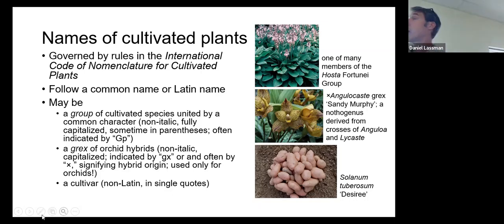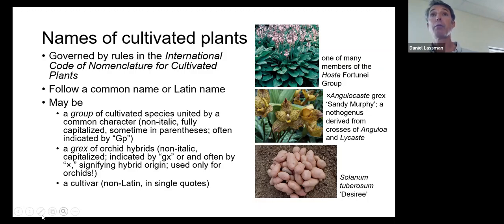All of our hostas belong to the Hosta Fortunii group. And if you're writing the cultivated name formally as a group, you capitalize Fortunii, and even though it's Latin, you do not italicize it. And then you capitalize Group too. So it actually has to be Hosta italicized, that's the Latin name for the genus. Fortunii, Group, capitalized, not italicized. That's the rules.